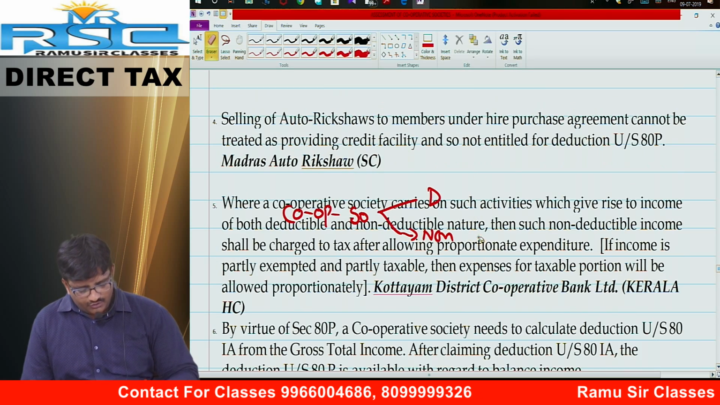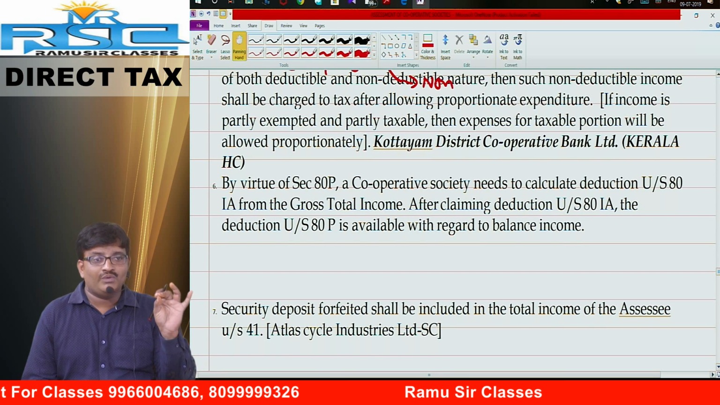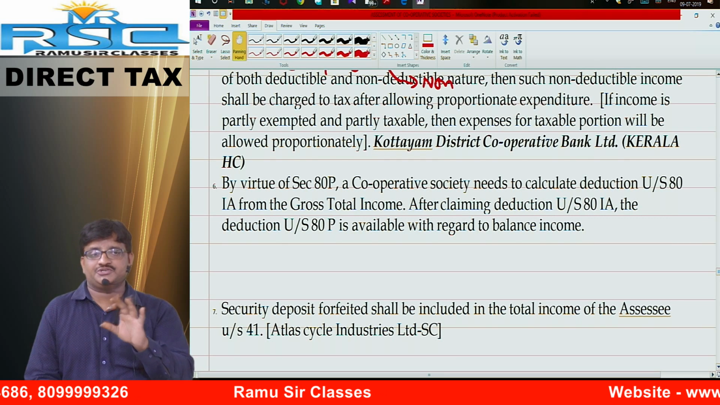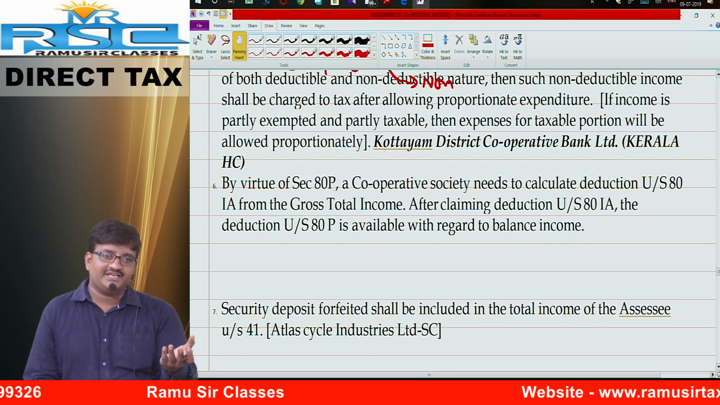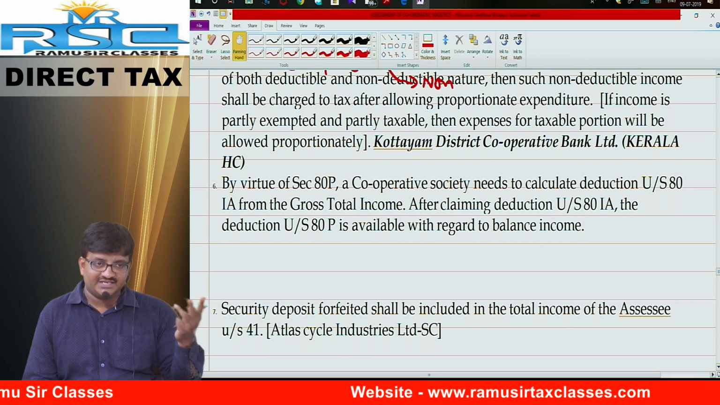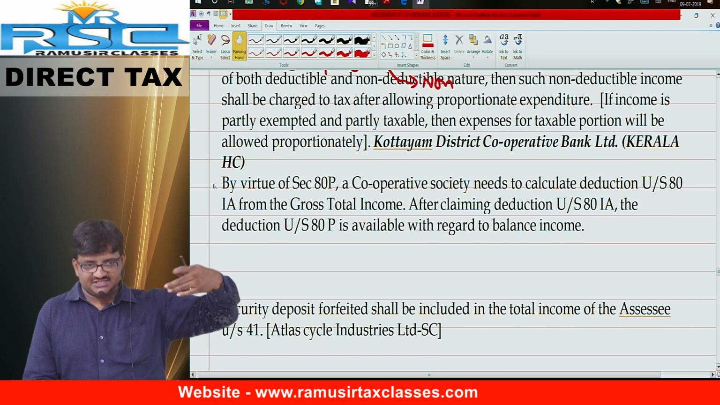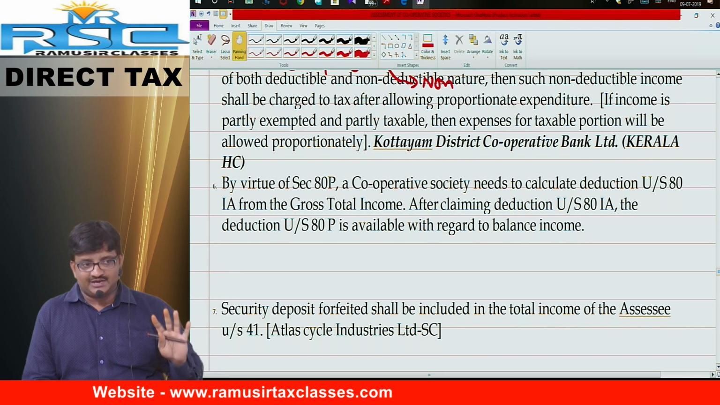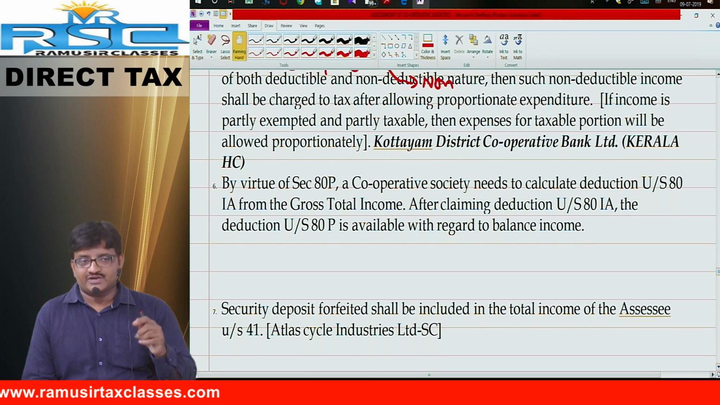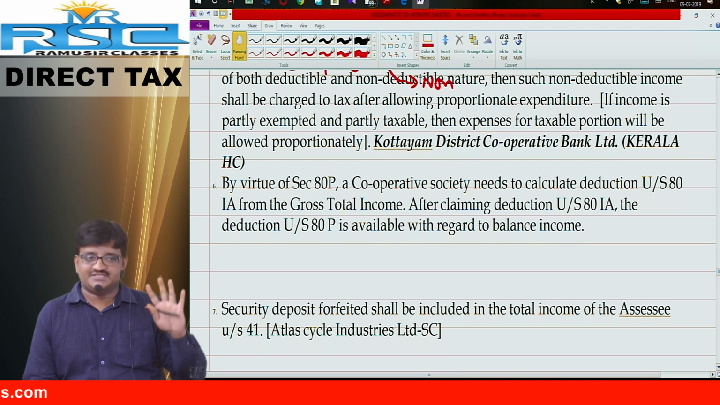Friends, when they have deductible income and non-deductible income, only deductible income is subject to deduction. Non-deductible income is anyhow taxable, but proportionate expenditure will be allowed. So non-deductible income is not subject to any deduction, but proportionate expenditure is allowed on a pro rata basis. I repeat, only on a pro rata basis, meaning proportionate basis.